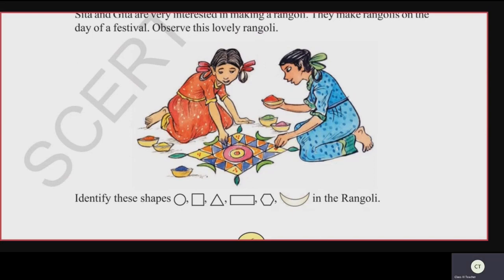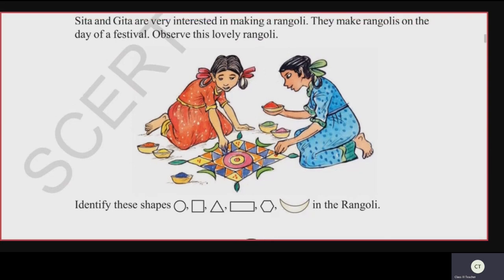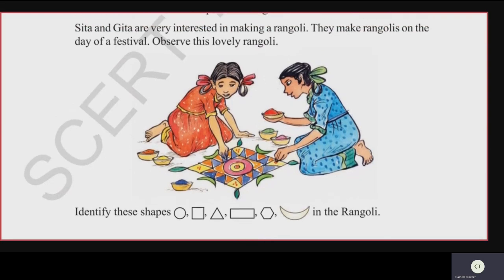Here, two girls are very much interested in making a rangoli design, and you can see different shapes in their rangoli. Okay, identify these shapes. Here a few shapes are given. You have to identify these shapes in that rangoli design.